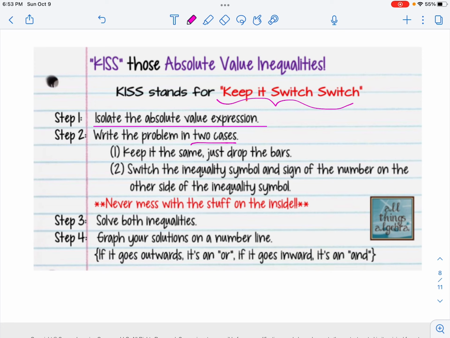Step 2, you're going to write the problem in two different cases. You're going to keep it the same, just drop the bars for one. The second is very important because you'll need to switch the inequality symbol and the sign of the number on the other side of the inequality symbol, which you'll learn when I actually get to the problems. Never mess with stuff that's on the inside of the absolute value bars. You're then going to solve both inequalities and graph your solutions on a number line.